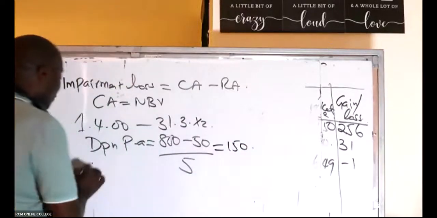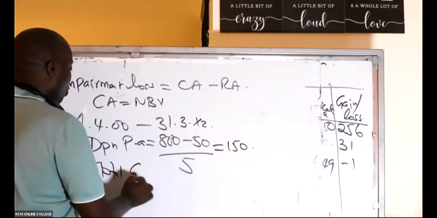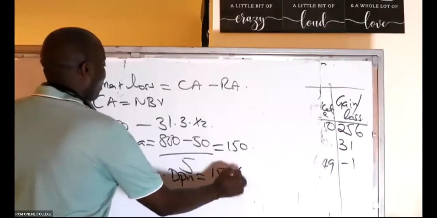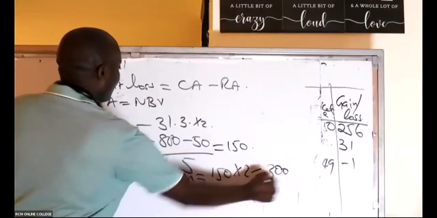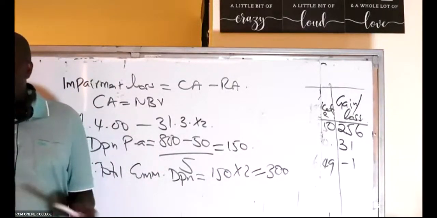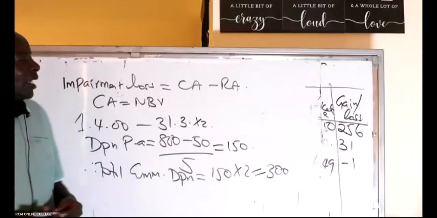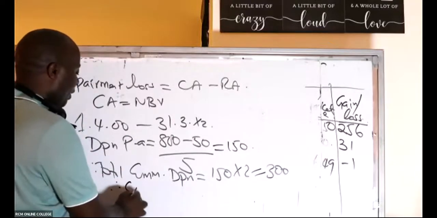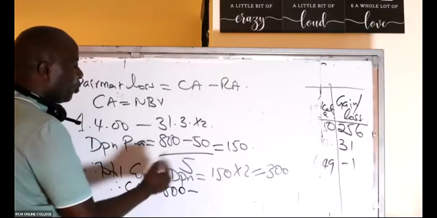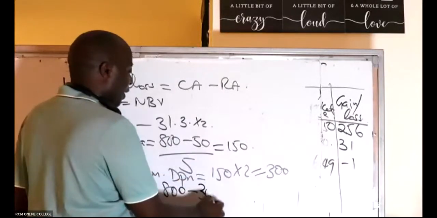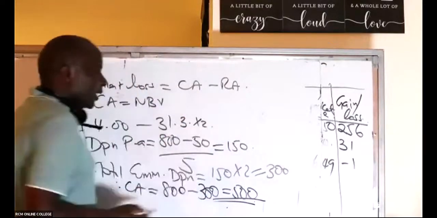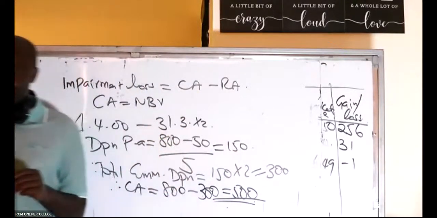So total cumulative depreciation will be 150 times 2, which gives me 300. And therefore, the carrying amount, which is the cost minus cumulative depreciation, 300. So the carrying amount is what there, somebody? 500. So is there somebody who was able to get at least this part?